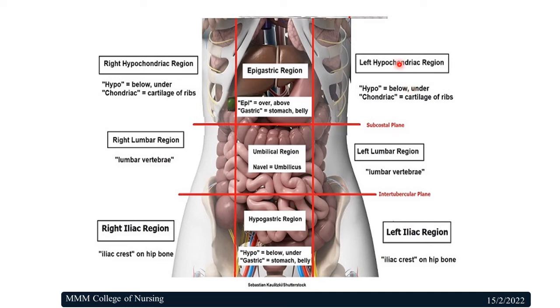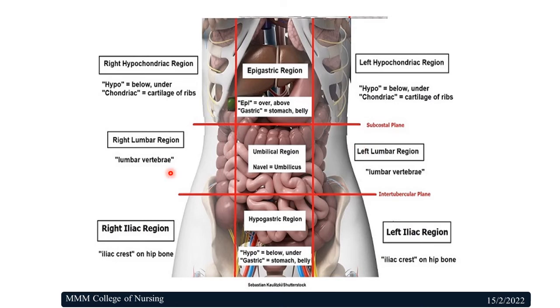First, let's look at the right and the left hypochondriac region. So the prefix hypo means below or under, and the word chondriac means cartilage. So here referring to the cartilage of the ribs. Now when you put them together, you get the abdominal region that is under the ribs. Easy? Okay, so now let's move to the next region, that is the right and the left lumbar region.